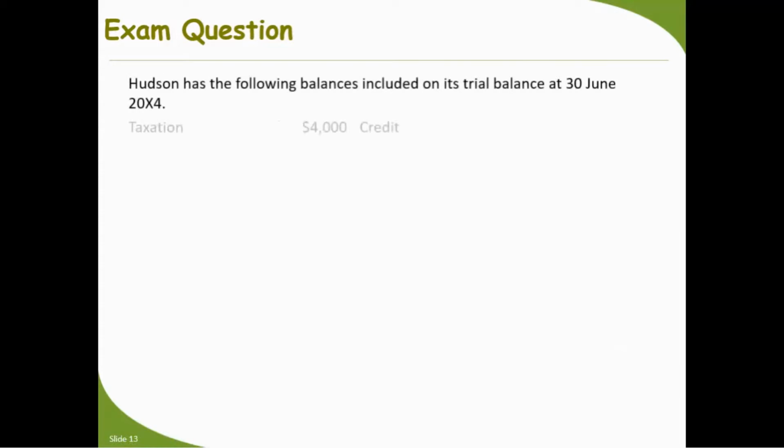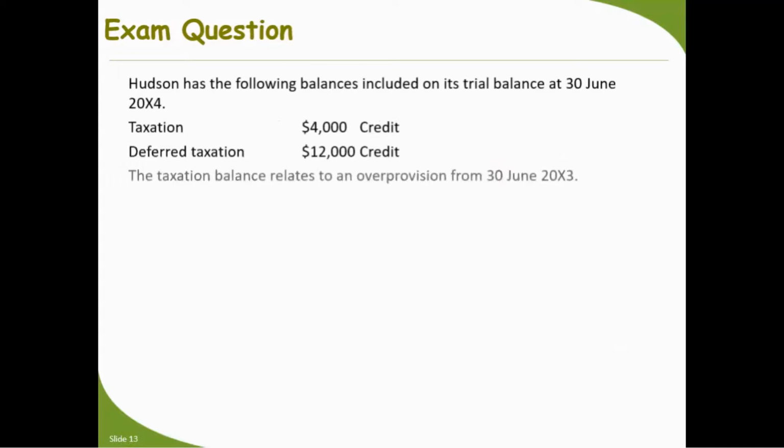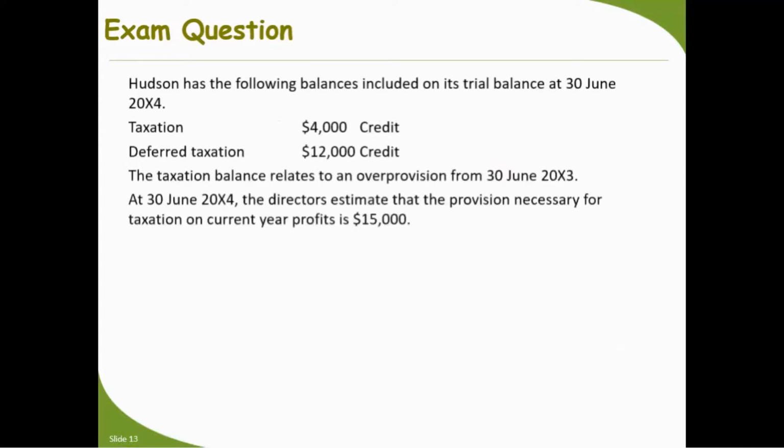Hudson has the following balances included on its trial balance at 30th June 2004. Taxation is 4,000 credit, deferred taxation 12,000. Now these both are on credit side. So when you have a credit side figure in taxation, it is an over provision, which is also indicated in your question. If it is not indicated, again it would be an over provision. And deferred tax means it is deferred tax liability. This is the opening balance of deferred tax liability.